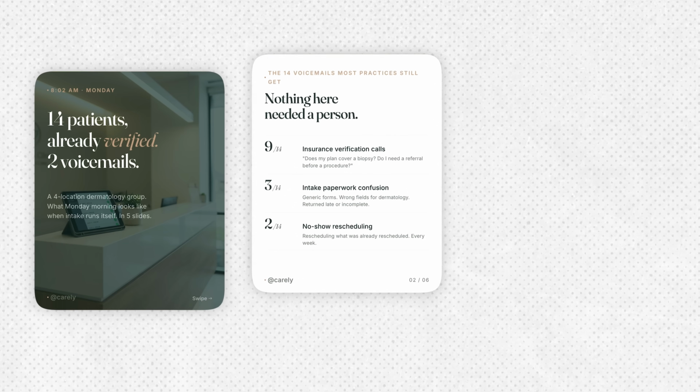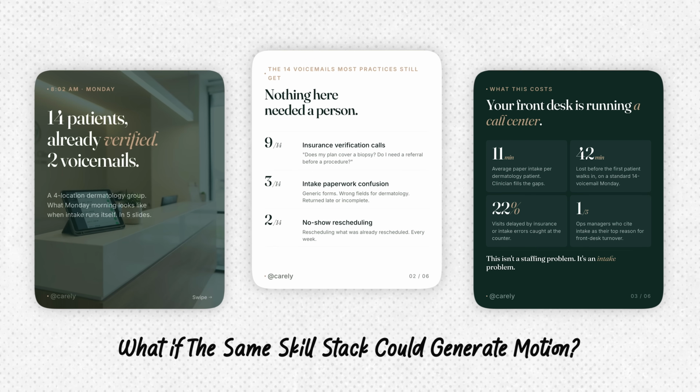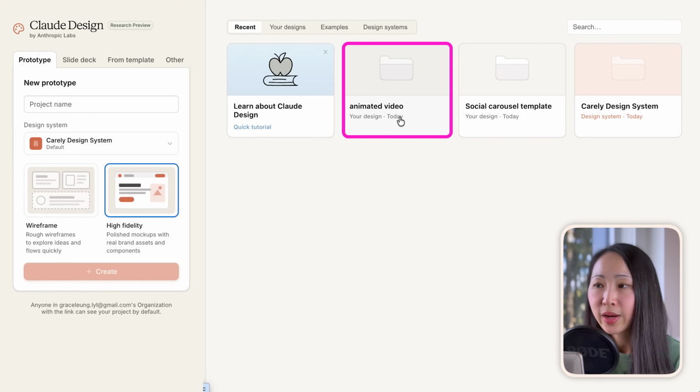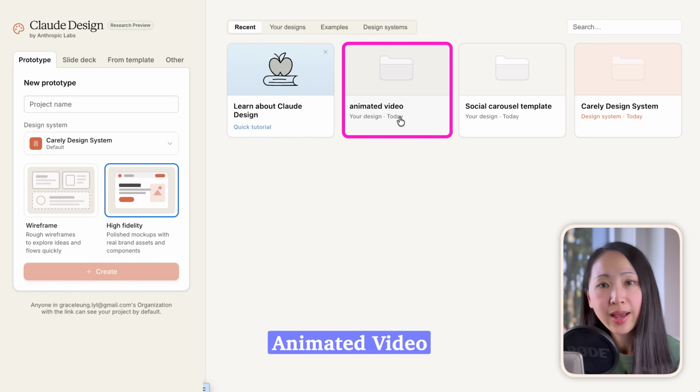So carousels are static, but what if the same skill stack could generate motion as well? For a long time, I have been using Claude SVG motion graphics in some of my videos. Now using the same principle, we can create the motion engine on the Claude Design tool and build your own branded motion skill. Again, on Claude Design, create a new prototype project called animated video.